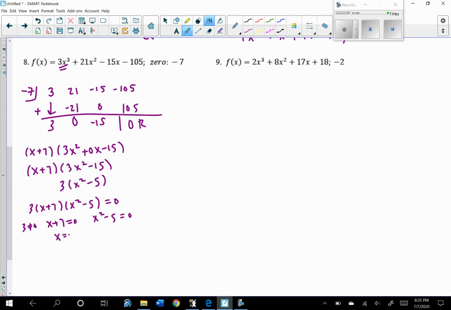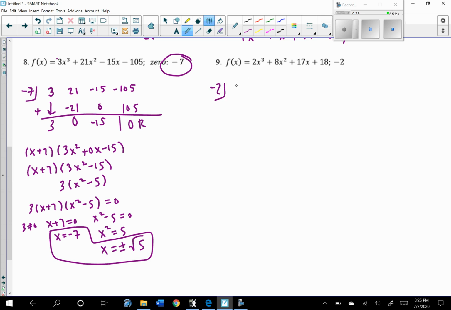So we already knew this answer because that was given to me in the beginning. And here, x squared equals 5. How do I get rid of the square? Take the square root. Don't forget plus or minus. So plus or minus the square root of 5. So negative 7 and plus or minus root 5 is our answer, which makes sense because remember we talked about whatever the degree of the polynomial is, that's how many solutions you should find. So in this case we have 3, so this is 1, 2, and that negative 7 gives you the third solution.